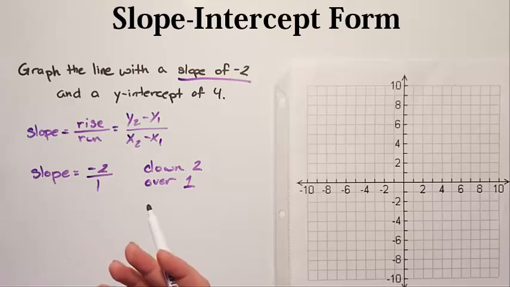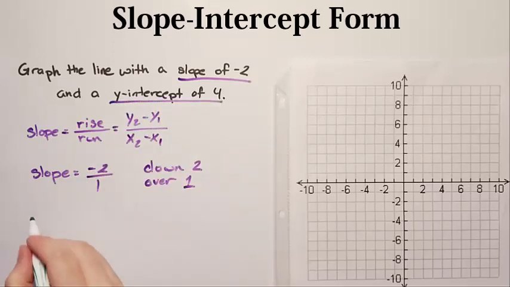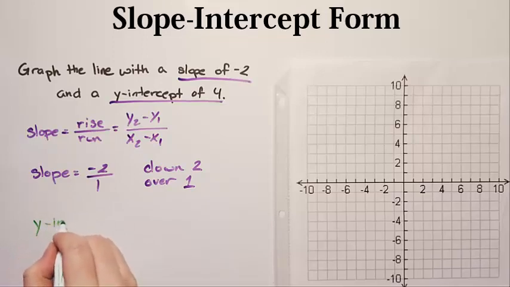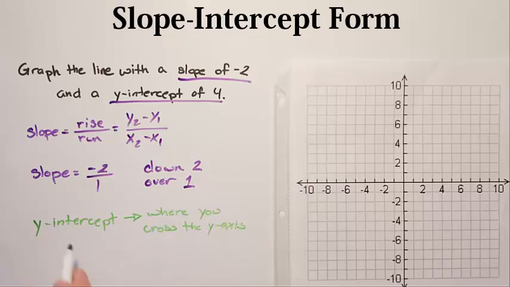But where do we start? The y-intercept tells us where we start. If you remember, our y-intercept tells us where we cross the y-axis. If the y-intercept tells us where we cross the y-axis, then we know exactly one point on our graph. You told us my y-intercept was 4. So I know that I cross my y-axis at 4. Well, what point would that be then?